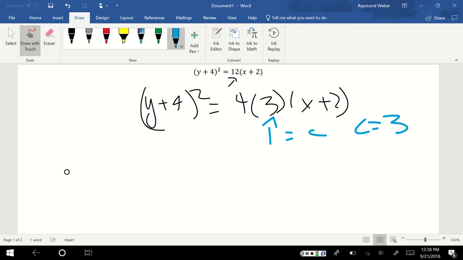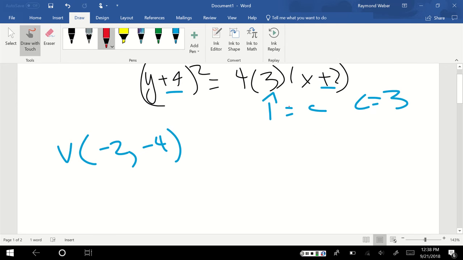Now, where is my vertex? Well, my vertex is at -2, -4. I'm just pulling it right here. We flip the signs just like we do in all the rest of the conic sections. Okay, so I'm going to start a graph right here. I'm over here at 1, 2, 1, 2, 3, 4. Right there, there's my vertex. Now this is going to look something like this.